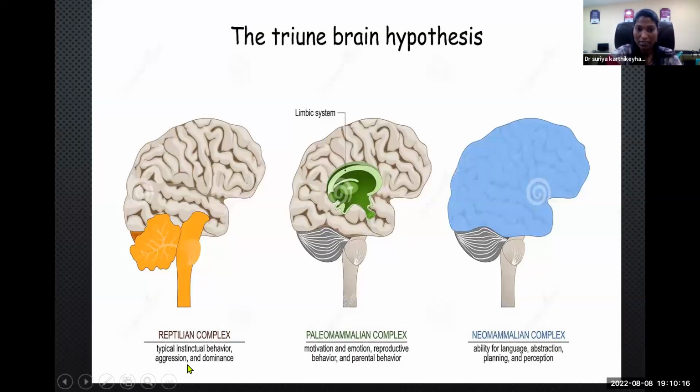Even now, we have all these things: the reptilian complex, paleo-mammalian complex, and neo-mammalian complex. But these have all evolved. What I'm telling you here is that we have evolved, from here to here. That is the evolution.